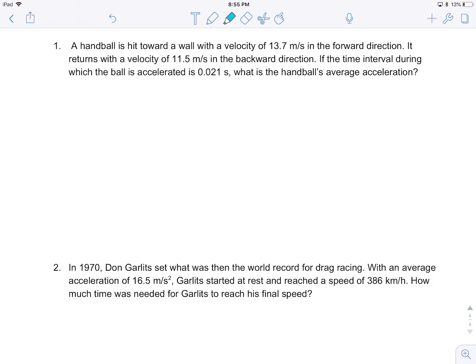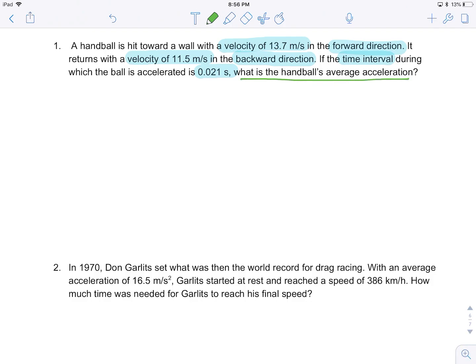So a handball is hit towards a wall with a velocity of 13.7 meters per second in the forward direction. It returns with a velocity of 11.5 meters per second in the backward direction. If the time interval during which the ball is accelerated is 0.02 seconds, what is the handball's average acceleration?